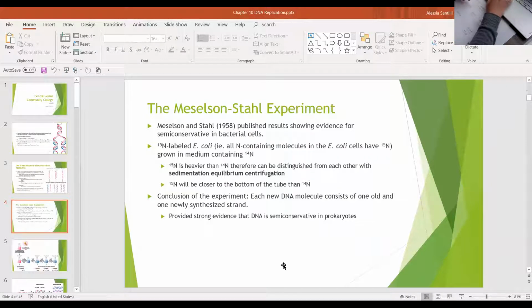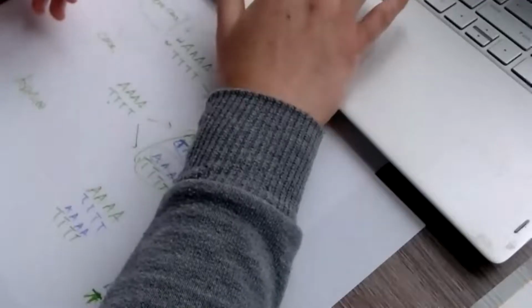How did they actually do that? I'm going to stop sharing again, but we are on slide 4, right? Slide 4, 5, and 6, actually. So how did they actually do that? They did that because they had two types of nitrogen. Okay, there's two types of nitrogen in this scenario.